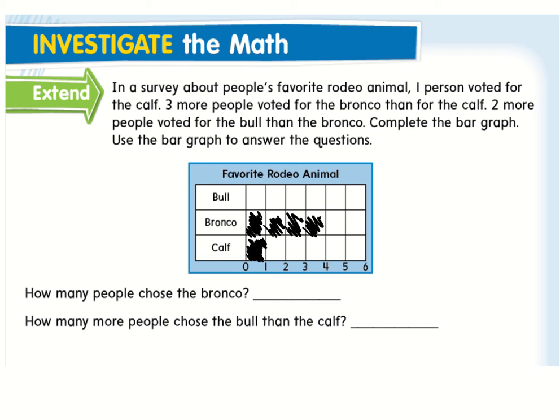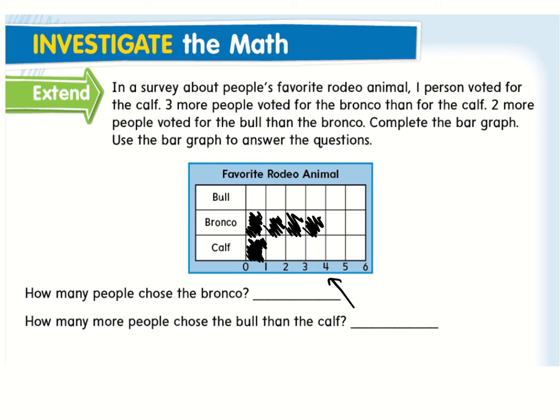I wonder if there's an easy way where I can look to see how many I had for the bronco. And if you actually look down here on the bottom, boys and girls, we have our numbers labeled right there. So I know that the bronco had 4. Then it said at the top, 3 more people voted for the bronco than the calf, and then the last one is 2 more people voted for the bull than the bronco.